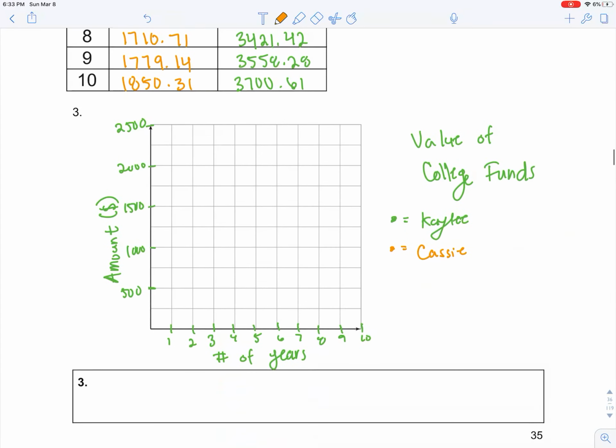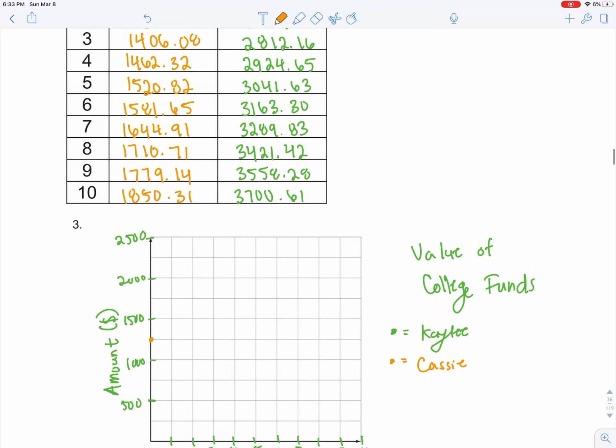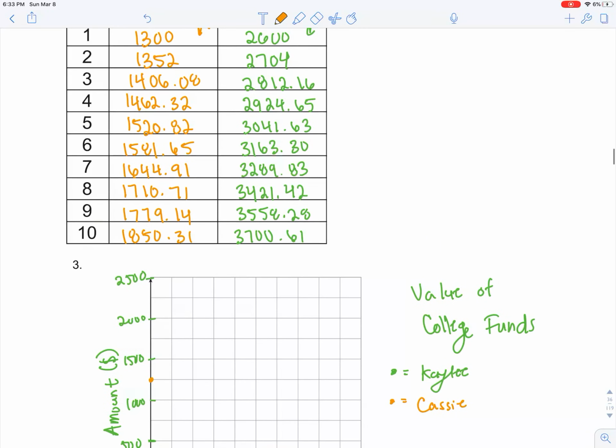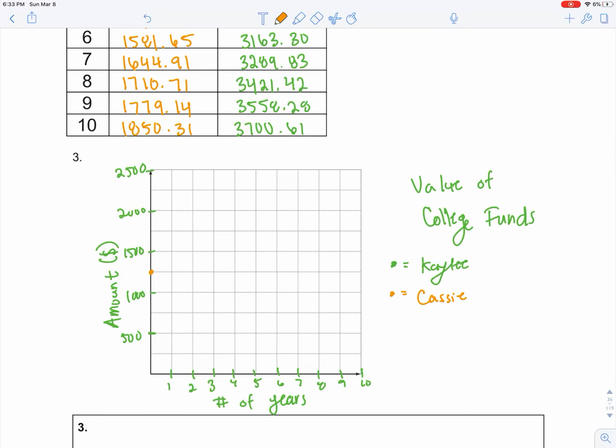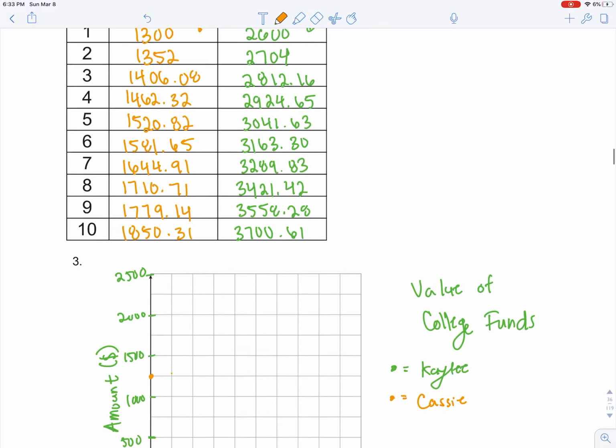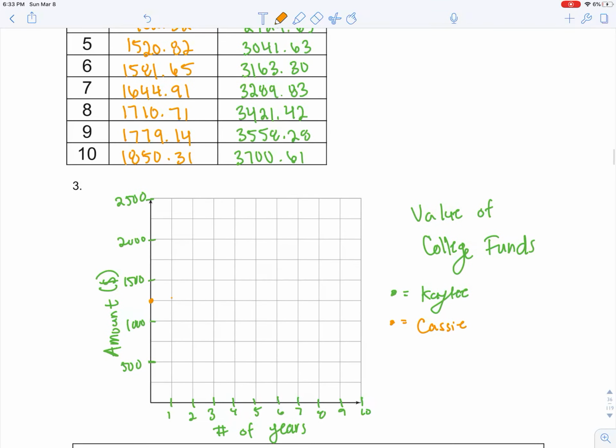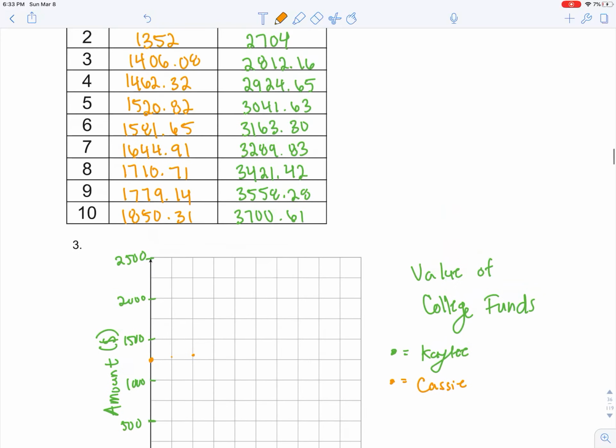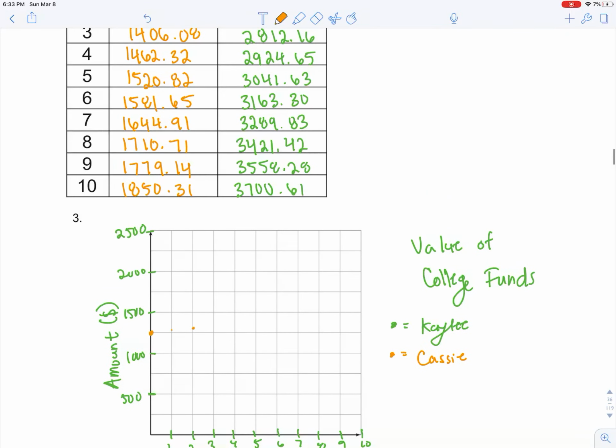All right, so let's plot Cassie first. So Cassie starts at 1,250, so already over 1,000 here, and hey, that's actually right there. And every year she increases just a smidge. So at year 1 she's at 1,300. So I'll say that's like right there. And then 1,352, not very much. So still kind of there. By year 10 she's at 1,850. So let me see what that looks like. In between here, that's going to be 1,750. So slightly above that point. So maybe like right there approximately.